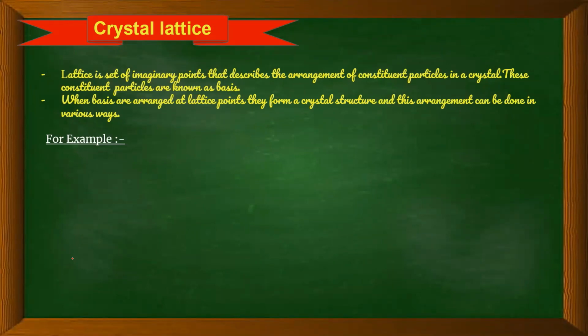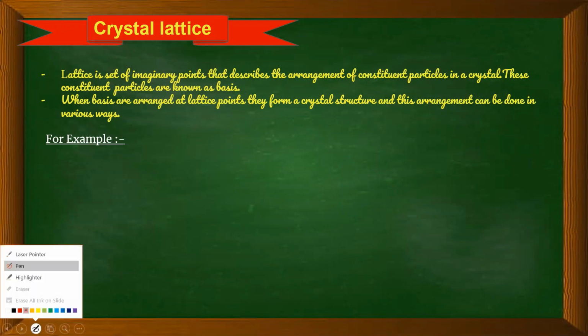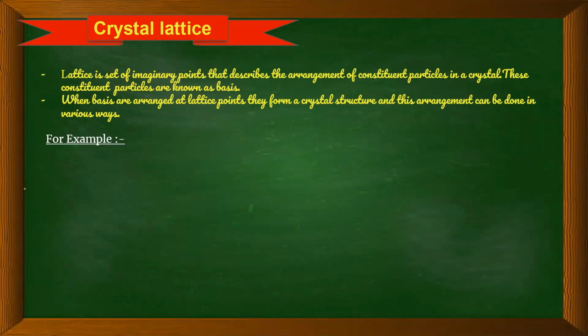So, when bases occupy the lattice points, then a crystal structure is formed. For example, a lattice can be 2D or 3D. A lattice can be 2 dimensional and also 3 dimensional. First we see a 3 dimensional lattice, and then we see a 2 dimensional lattice.